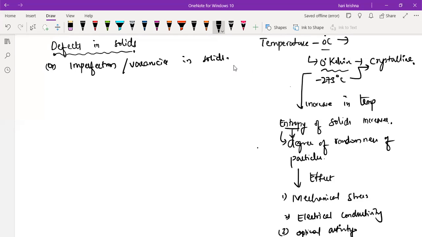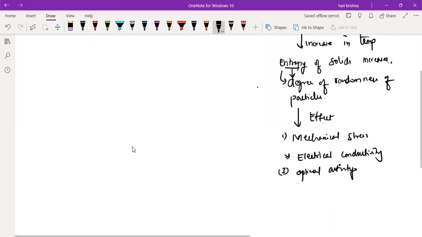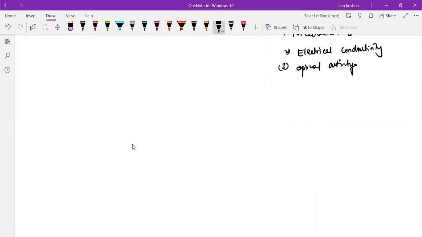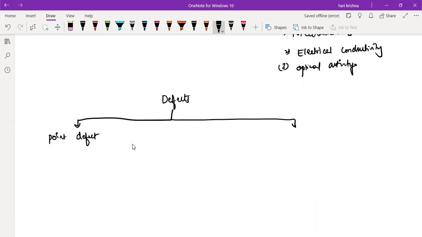Now, we'll classify the complete defects in the solids as one chart. Whatever the defects are there, we'll classify them into the chart so it will be easy for you to understand. So defects are of two types mainly. One is a point defect. The next one is a line defect.